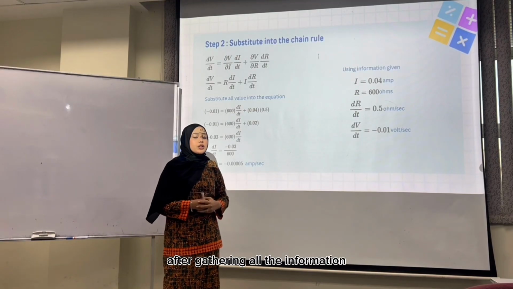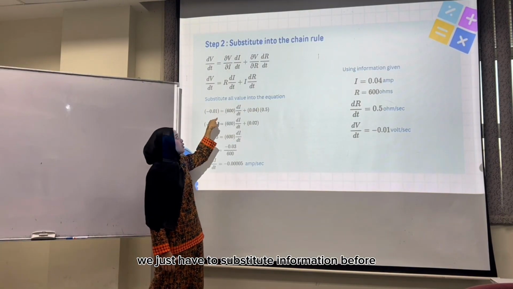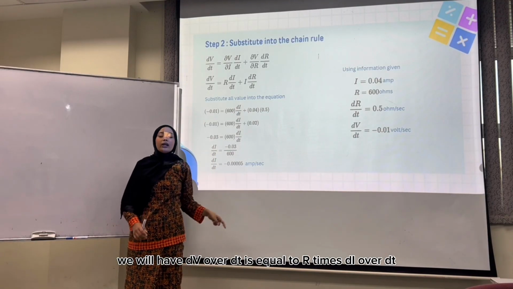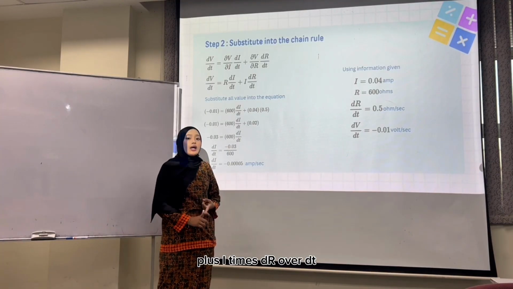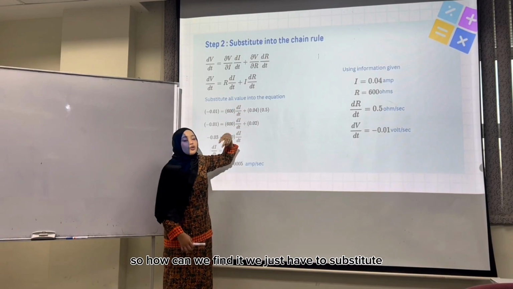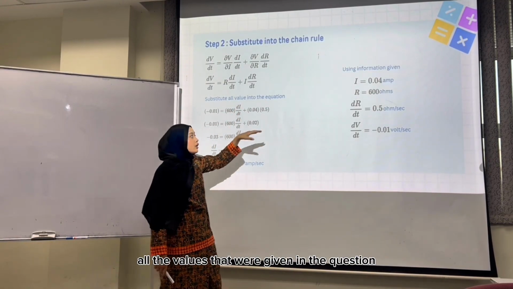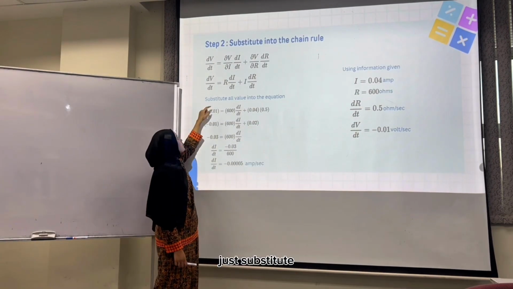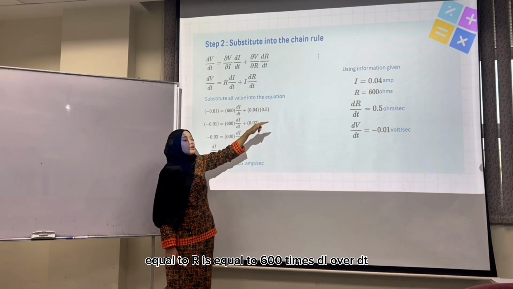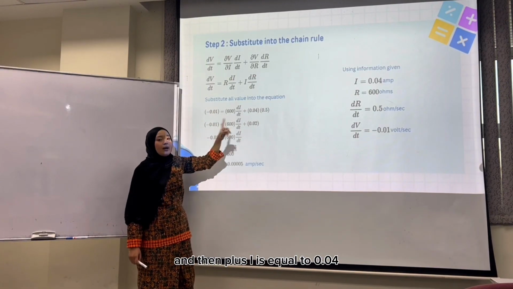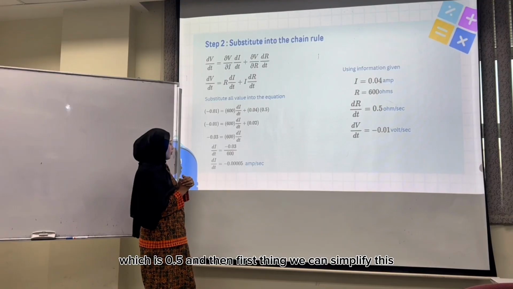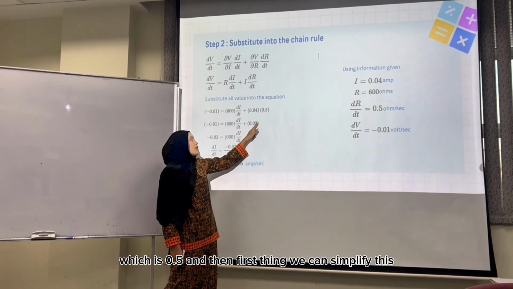After gathering all the information, we just have to substitute it into the chain rule that was given earlier. We will have dV over dt is equal to R times dI over dt plus I times dR over dt. So we want to find dI over dt. How can we find it? We just have to substitute all the values that were given in the question. Substitute dV over dt equal to negative 0.01, R equal to 600 times dI over dt, plus I equal to 0.04 times dR over dt, which is 0.5.